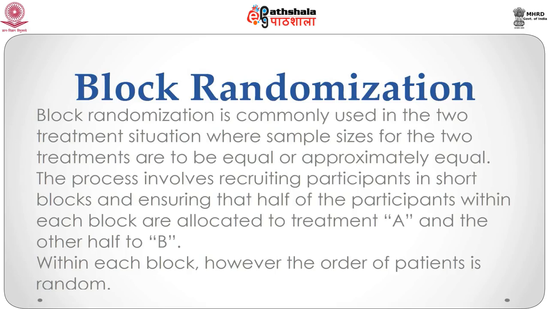Suppose we are considering blocks of size 4, then there are 6 different possibilities, that is AABB, ABAB, ABBA, BAAB, BABA and BBAA. To implement this procedure, we select randomly among these 6 different blocks for each group of 4 participants that are recruited. This can be done automatically within many software packages, including SPSS, Excel, and of course SAS and R.